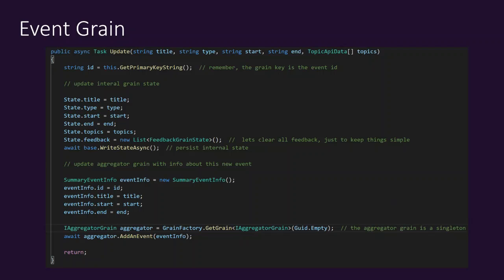The final bit is to call the aggregator grain, and this is the grain that's responsible for having a system-wide view of every ID that exists on the system, and it's the one that will take the query. So I need to call into it with the minimal information that it needs in order to do any queries, such as what events are there on a particular day.